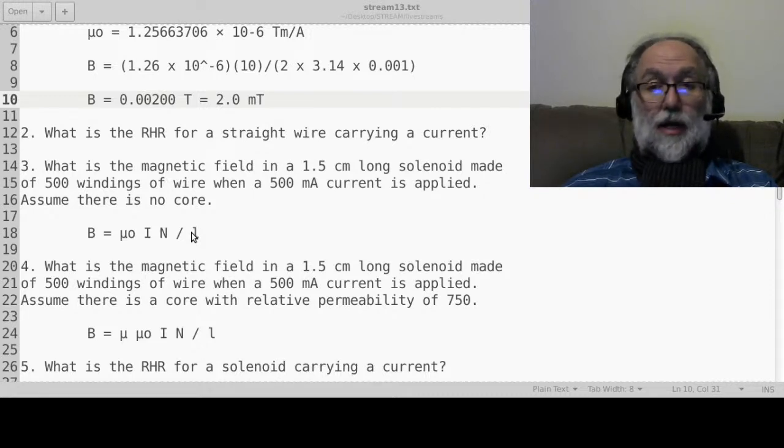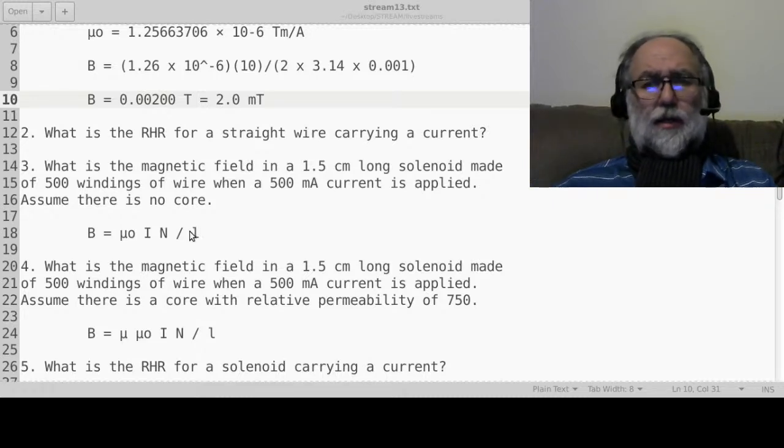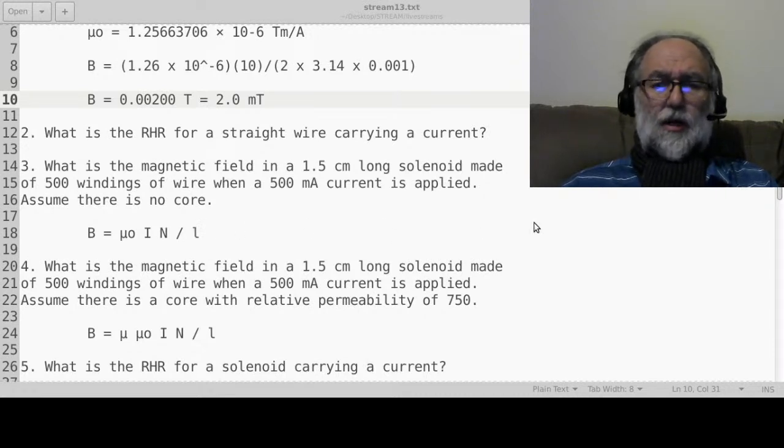Yeah, I mean, iron enhances the magnetic field so much that when you put enough current there, you can actually produce strong enough magnetic fields to lift large metal objects. Okay, this one though does not have a core. Okay, and so there's the formula without the core. The next one is the same problem but with the core. Okay, so let's do this one.